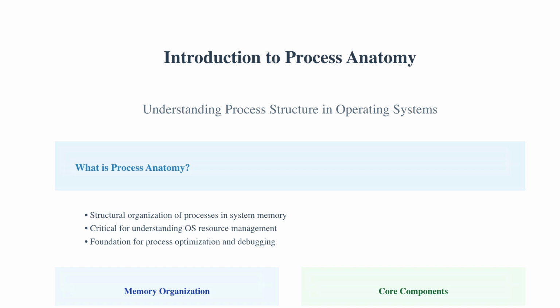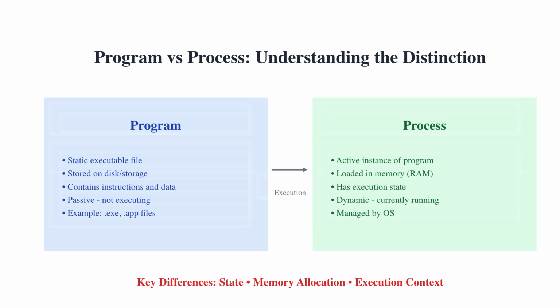The core components we'll be exploring throughout this course include four essential sections: the text section containing executable code, the data section for global and static variables, the stack for function calls and local storage, and the heap for dynamic memory allocation. Each serves a distinct purpose in process execution. Understanding process anatomy is fundamental to systems programming, debugging, and optimizing application performance. As we progress through this course, you'll see how these concepts directly impact real-world software development and system administration.